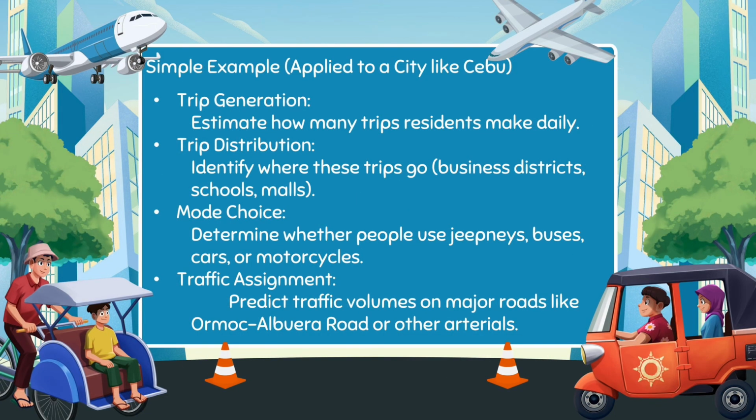So we have a simple example. Trip generation: estimate how many trips residents make daily. For trip distribution, identify where these trips go: business districts, schools, or malls. For mode choice, determine whether people use jeepneys, buses, cars, or motorcycles. And for traffic assignment, predict traffic volumes on major roads like Ormoc to Alvera Road or other arterials.